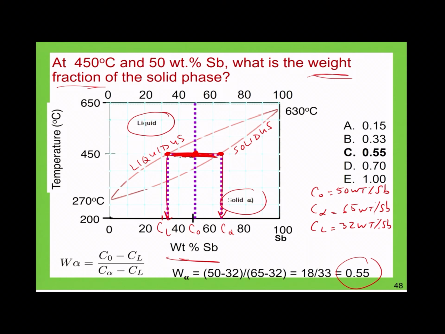Any questions about this particular methodology? Then the reciprocal question could be: what is the phase weight fraction of the liquid phase at this particular composition and temperature? How would you approach that?